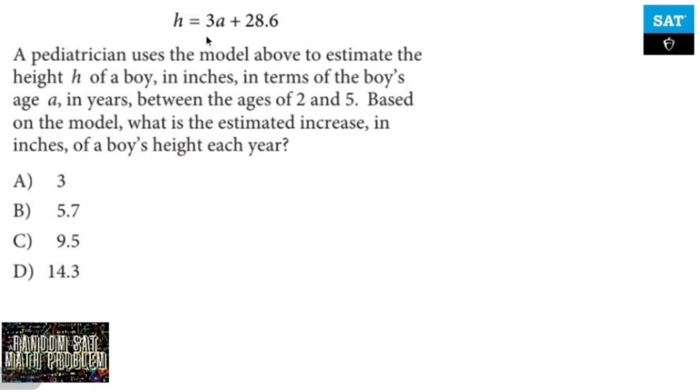Well, this isn't so bad. Basically, the way you would read this equation is height is 3 inches per year plus 28.6, which means at the age of 2, you would plug in 2, get some number, and so on. Essentially, this problem is not that bad at all. You've got your height, you have your rate, and the number in front of A is your rate. It is inches per year, it looks like. The answer is 3. Not much to overthink.